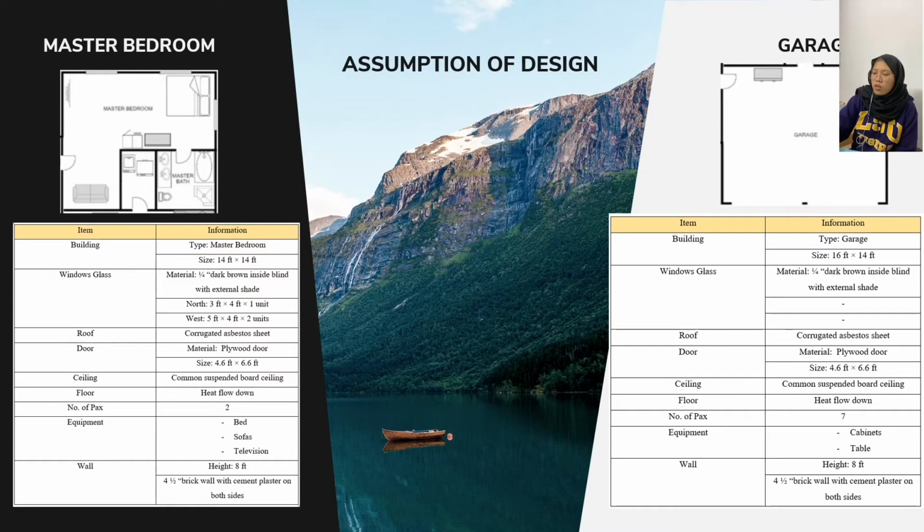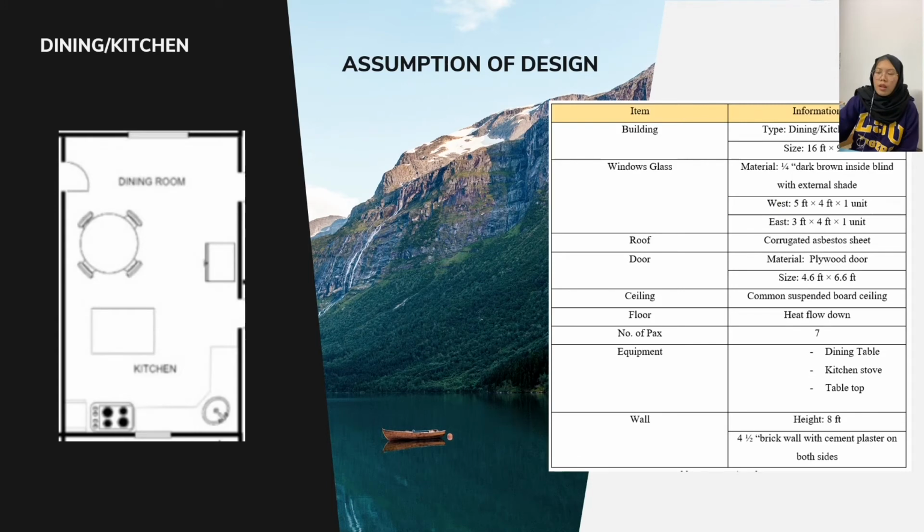For the garage, the size is 16 feet times 14 feet, the number of packs is 7% and the equipment is cabinets and a table. Lastly, for the dining and kitchen area, the size is 16 feet times 9 feet. The number of packs will be 7% and the equipment is a dining table, kitchen stove and tabletop.